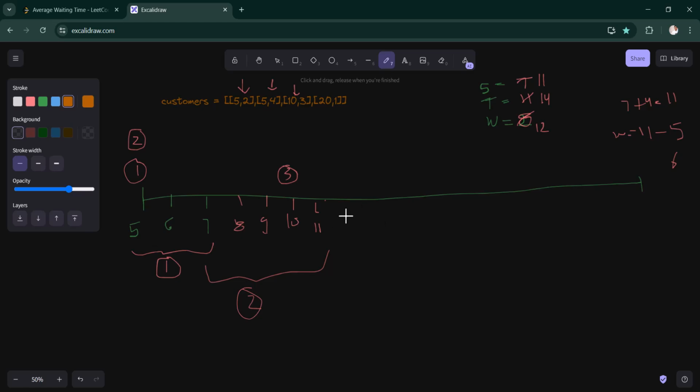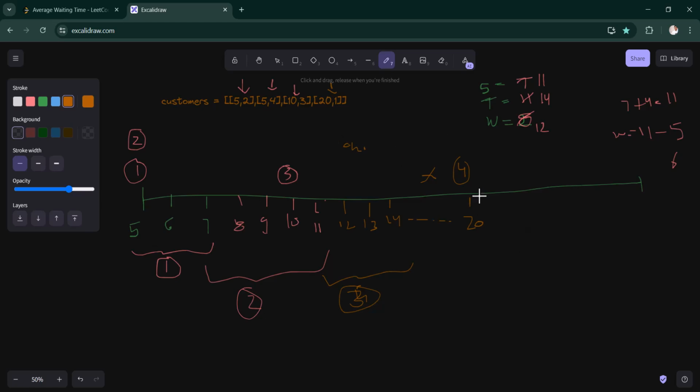Let's draw this: 11, 12, 13 and 14. In this time frame it will prepare the third order. Now for the fourth order, the last order, from 14 up to 20, there was no customer in the range from 15 to 19. The fourth customer has arrived at point 14, so here the chef will be idle. So now this is the condition, from here the chef is idle.